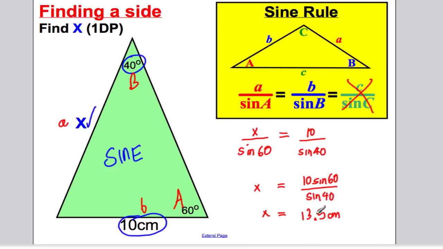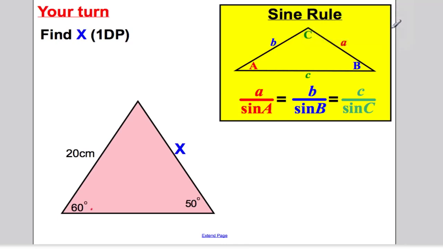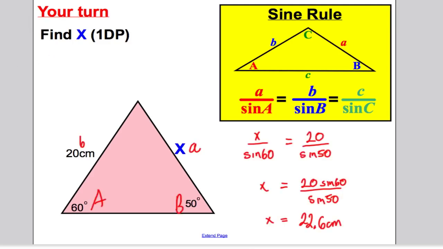Okay, why don't you have a go at an example? I'm going to stop talking for 10 seconds, you pause, have a go, and check you got the right answer. And the answer to this question then to one decimal place was as follows. So when I worked it out, I got 22.6 centimetres. Okay, let's try another question.